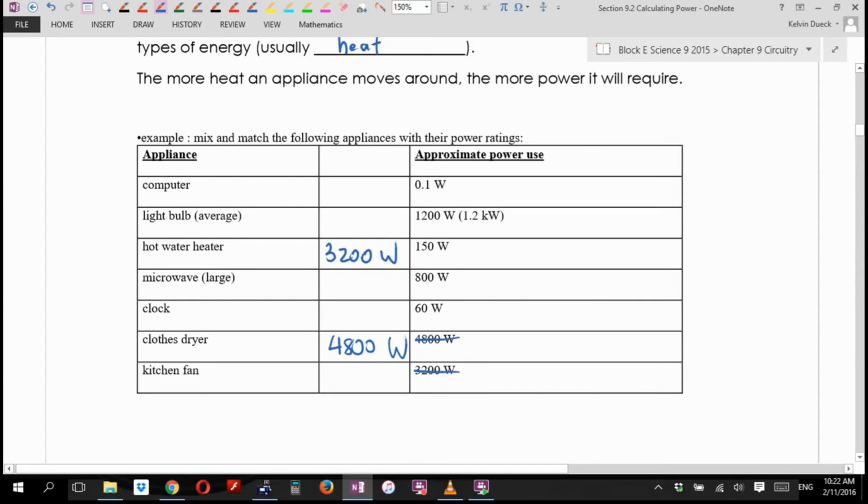So how many watts of power does a clock run? I'm going to ask you the same question. I'm just going to phrase it differently. I'm looking for a slightly different answer. How much heat does that clock give off? Pretty much nothing.